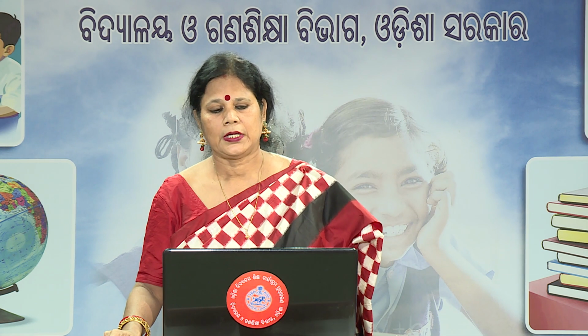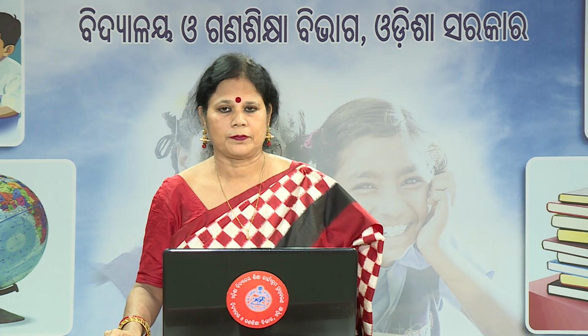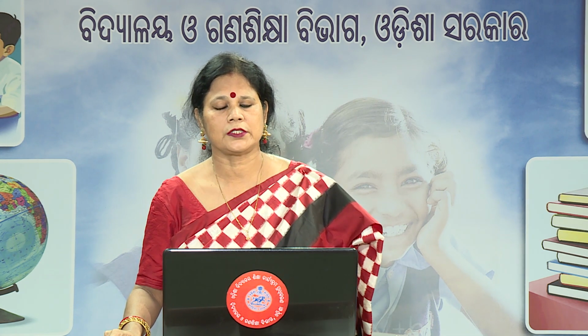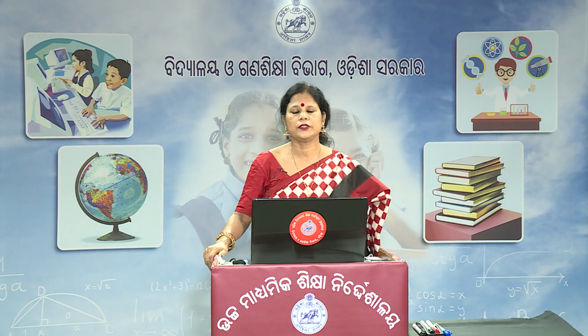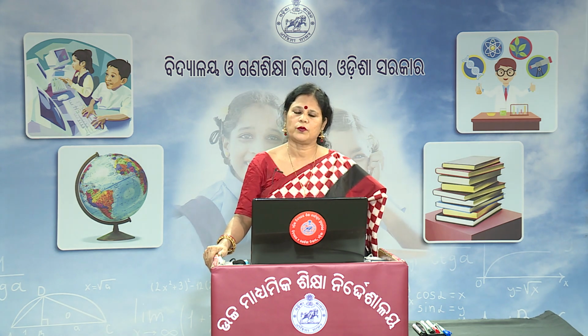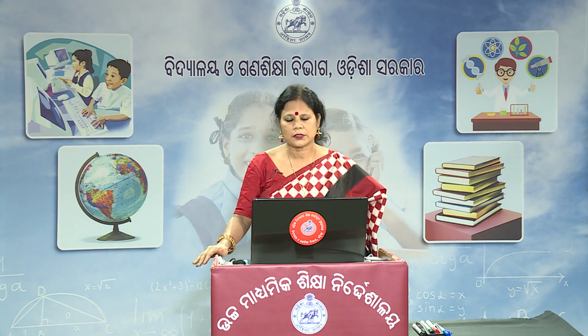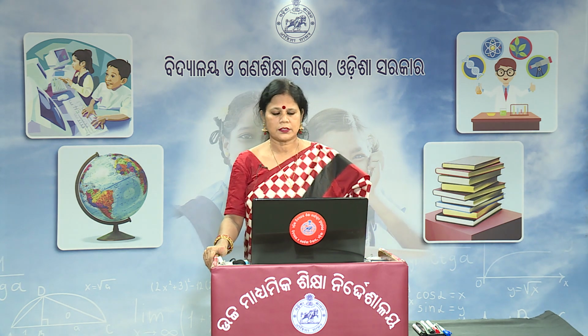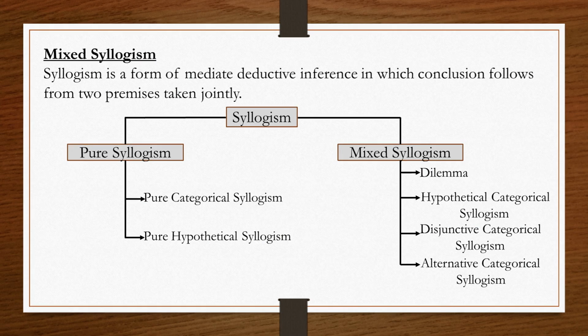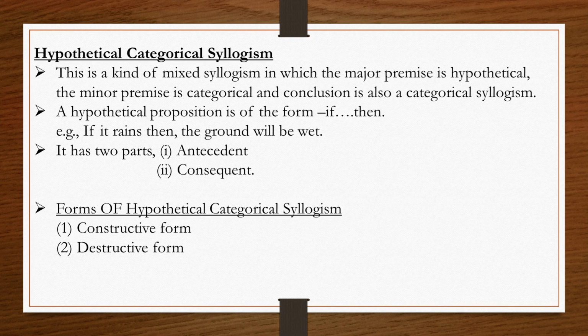So your mixed syllogism chapter, which is in your unit 3, is over. Here we discussed what is a pure syllogism, what is a mixed syllogism, and we discussed 4 types of mixed syllogisms: hypothetical categorical syllogism, disjunctive categorical syllogism, alternative categorical syllogism, and dilemma.